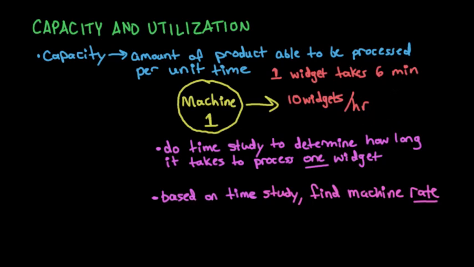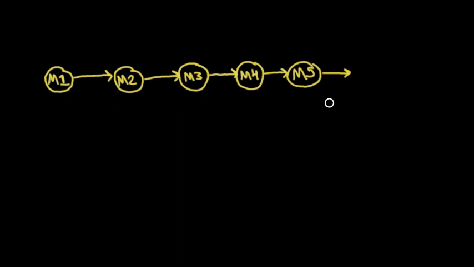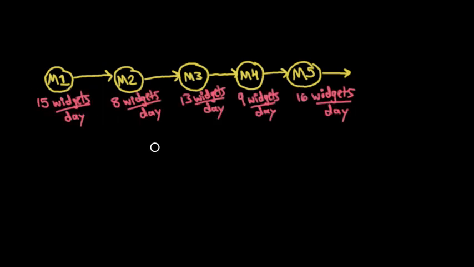And most factories I know don't just have one machine, they have multiple machines, usually in series. So let's say you have a line of machines in your factory that looks like this, and just one type of widget goes through this line. You do a time study at each of these machines, and then you find the following rates. Now, before we had widgets per hour for our rate, here we have widgets per day. It doesn't really matter, it just depends on your individual factory.